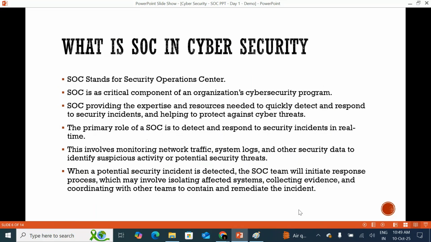As we are going to discuss on blue team, as a blue team, our main role is to provide the expertise and resources needed to quickly detect and respond to incidents, threats, and security incidents, and help to protect against cyber threats. The primary role of the SOC is to detect and respond to security incidents in real time. It involves advanced monitoring of network traffic, system logs, and other security data to identify suspicious activity and potential security threats.